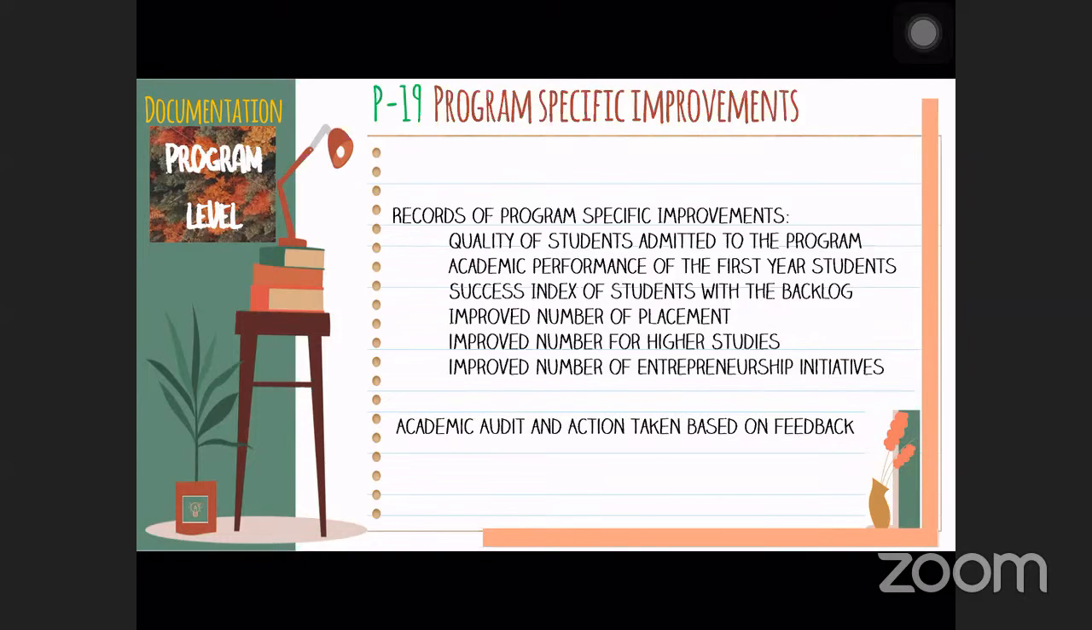And then there could be an academic audit, and this academic audit should be done every year for the program. Through this audit, certain suggestions, certain ways to improve academic practices, teaching learning practices could come out, and that will ultimately lead to the continuous improvements. So we need to take actions based on the feedback received from the academic audit. All these documents, the feedback received from the academic audit and the action taken based on it, should be available in this particular file.